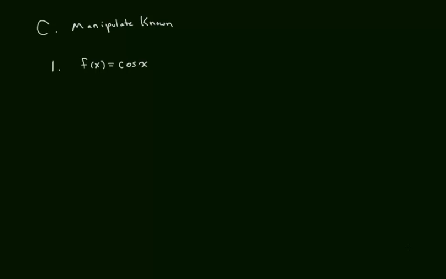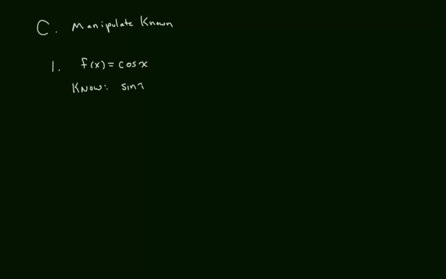Let's move on to part C, where we manipulate a known. In number 1, I want to come up with a power series for the cosine of x. I certainly can construct it from scratch, but for the purpose of this lesson, I want to show you how to change or manipulate known series. So what do we know? First, I want to write what I know.